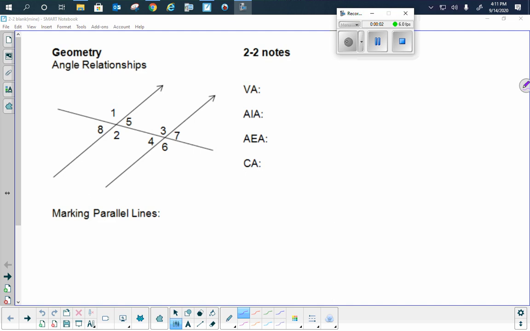Okay, 2-2, let's do a little review and see how you're doing. Remember, don't memorize where the 1, 2, 3, 4 are. They're going to keep moving around. So let's see what you know.